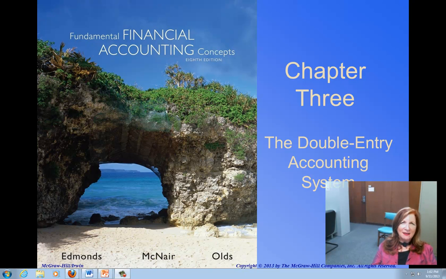Again, as I said, the closing process is on pages 70 and 71, and the actual closing process is presented to you there. If you have any questions about those journal entries, remember that the closing entries are trying to drive the accounts to zero.